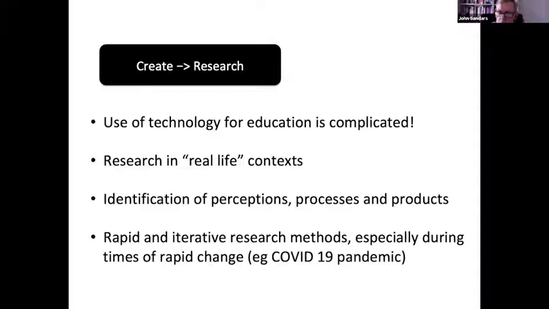We have internet connections which suddenly go down. Sometimes we can't get the machinery to work. All these are really important. We also need to be able to identify not just the perceptions, but also the processes and the products, and I'll come back to that in a minute. And I also feel that one of the important challenges is having rapid and iterative research methods, especially during times of rapid change. And one of them at the moment is obviously the COVID-19 pandemic.